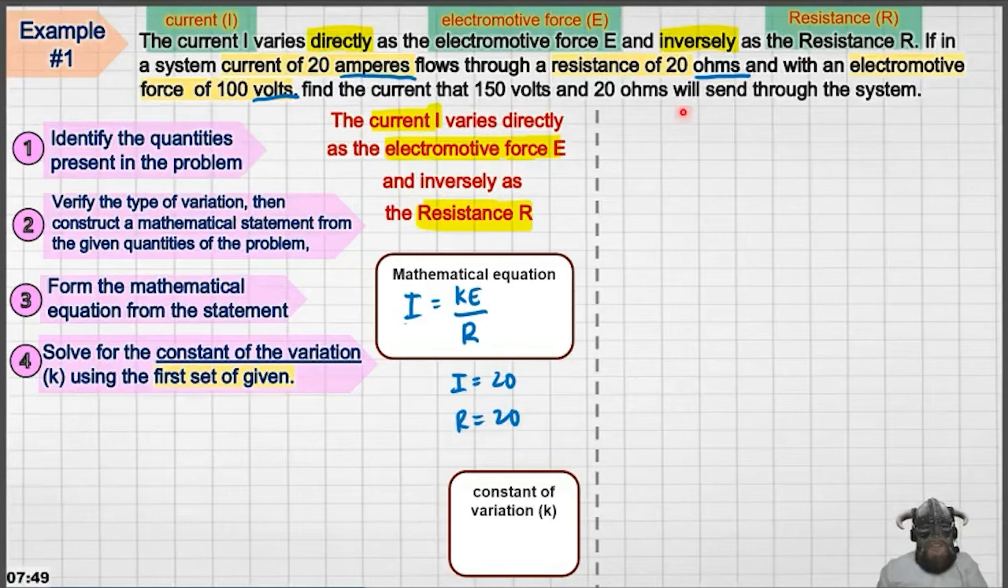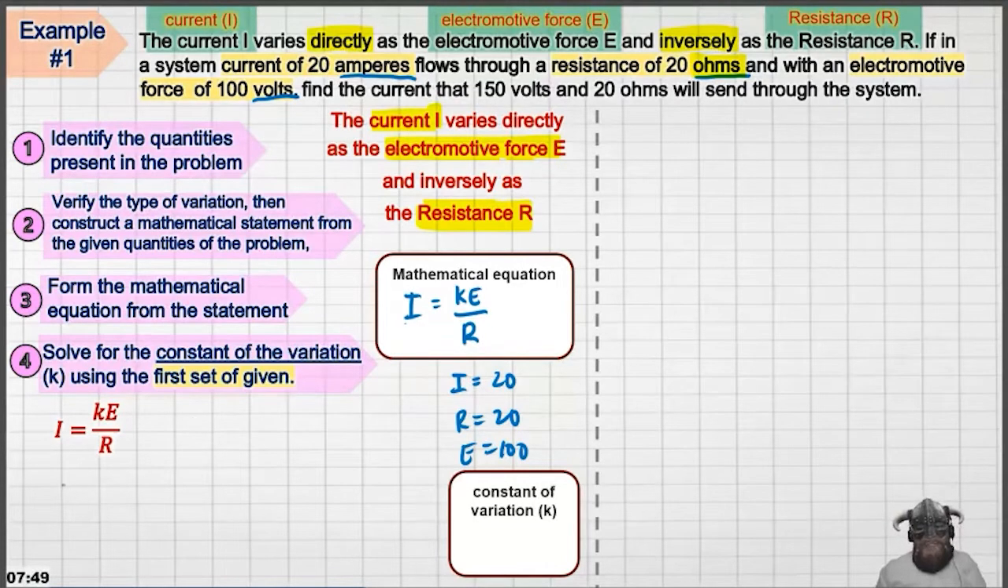And then, huwag ninyong kalimutan, ohms yung unit nun, hindi lang siguro na-highlight. And with an electromotive force of 100 volts, so E is equal to 100. So, all we need to do, once again, is to use this mathematical equation to get the value of K.